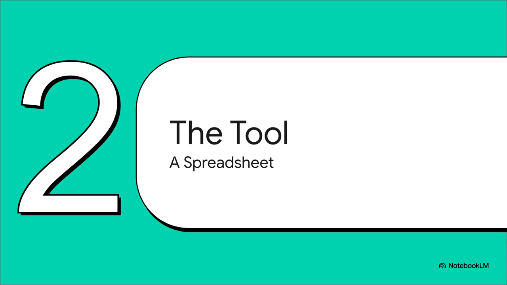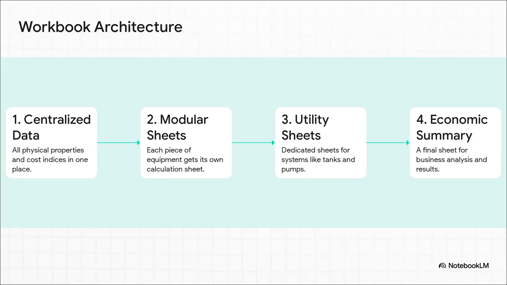So how on earth do you manage all that complexity without shelling out for some super expensive, specialized software? Well, the key isn't about finding some new, shiny tool. It's about having a brilliant new way of structuring the tool you already have. And the entire secret is in the workbook's architecture. Look at this. Instead of one giant, messy spreadsheet, this is a beautifully organized, modular system. All the core data, physical properties, costs, it's all centralized in one spot to prevent errors. And then, every single piece of equipment gets its own dedicated sheet for its calculations. This methodical, clean structure is exactly what makes the complexity manageable.